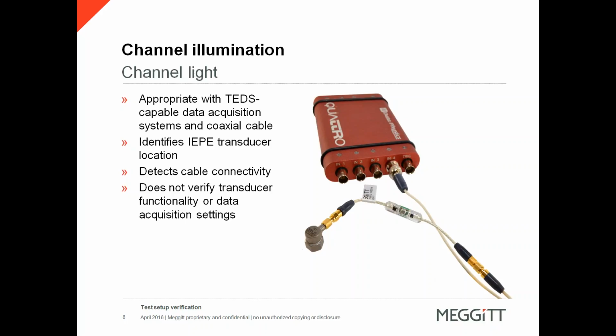The channel light is inserted between the accelerometer and the normal connection coax cable. It features both a male and female connector. An integral LED light identifies the transducer's location. The main benefit of the channel light is that it eliminates the need to disconnect cables or touch the transducer to verify its location and connectivity. Verification should therefore take seconds rather than minutes per channel.